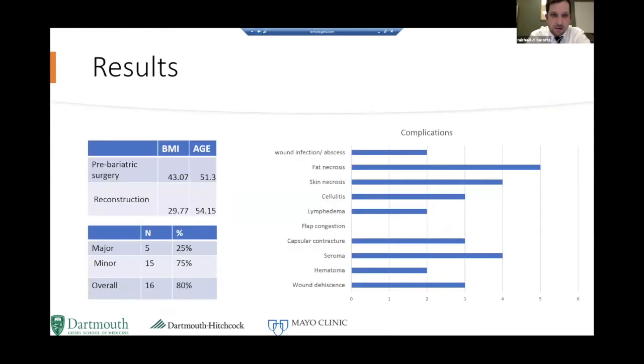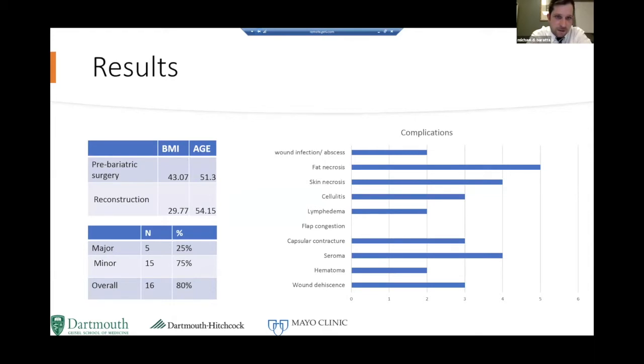So our outcomes, briefly here: the pre-bariatric surgery mean BMI was found to be 43 in this cohort. Average age was 51 during their surgery. At reconstruction, their mean BMI was 29.7, so there was collective weight loss in this group.